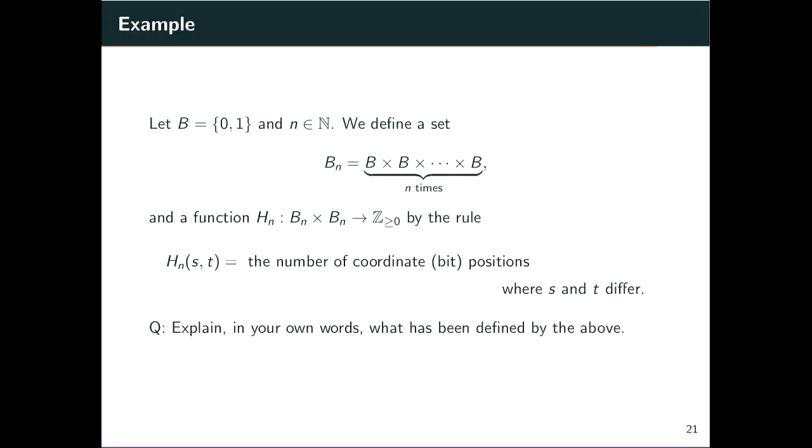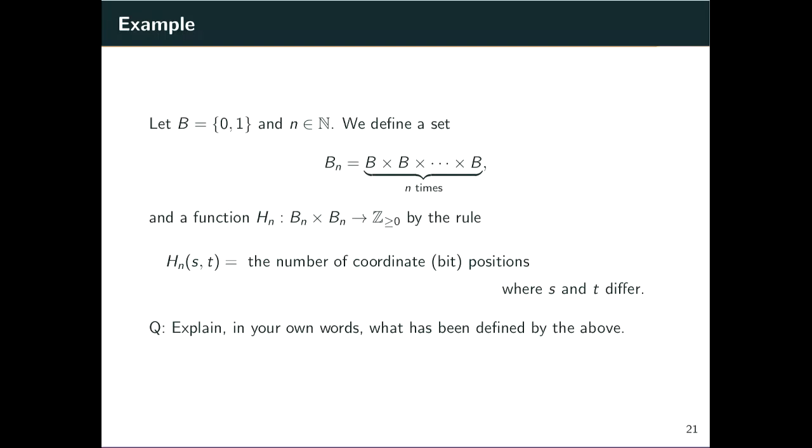Okay, so just to end this lecture, I'm going to give a definition of a kind of function that may appear in later weeks. We might use it for something. So we've got a set B, which is just made up of 0 and 1. We've got an n, which is just some positive integer. And we define a set Bn as the Cartesian product of B n times.